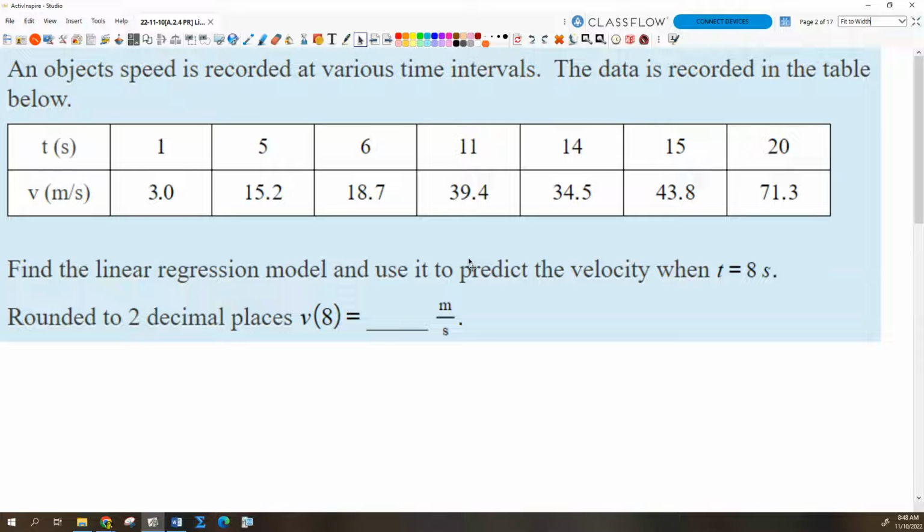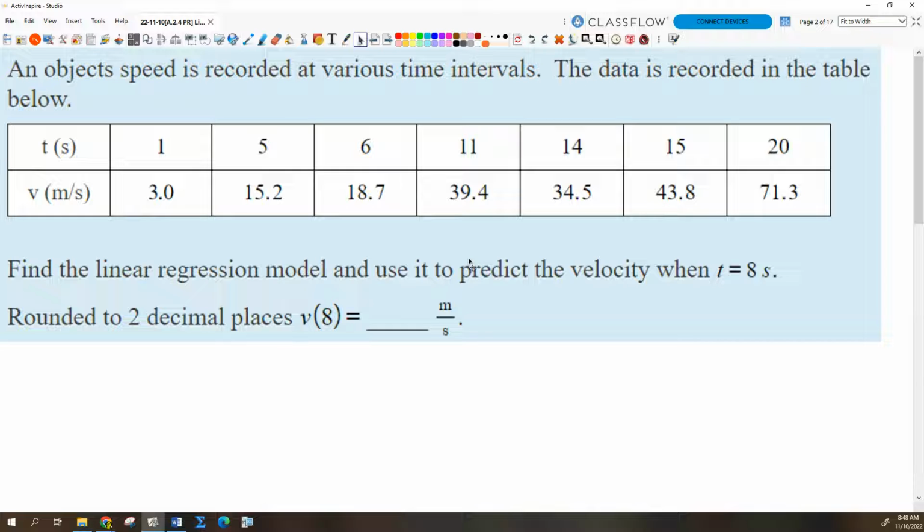We could plot this data on a graph where, let's say, we let T be the horizontal axis, normally the x-axis. So those would be my input values, and V would be the output values. And that makes sense because look what we're analyzing here. We have an object's speed or velocity recorded at various time intervals. So the input variable goes with the independent variable, right? The output variable is the dependent variable.